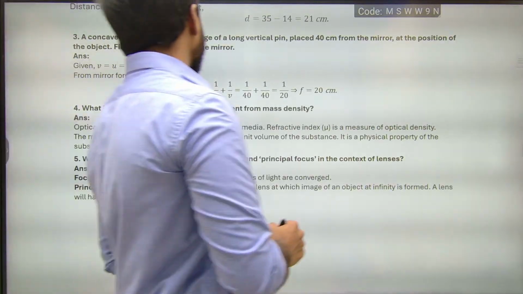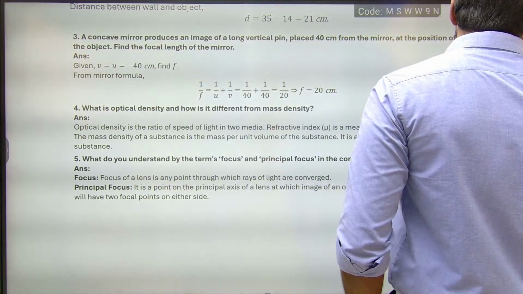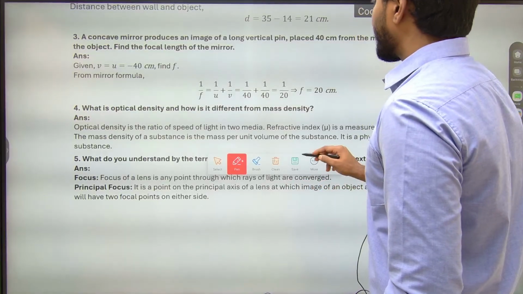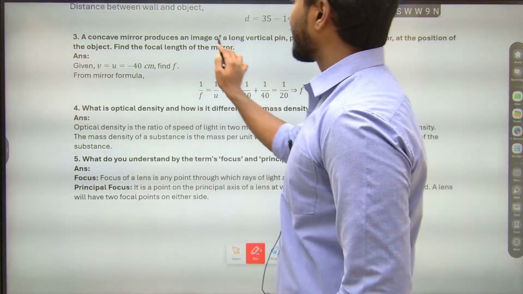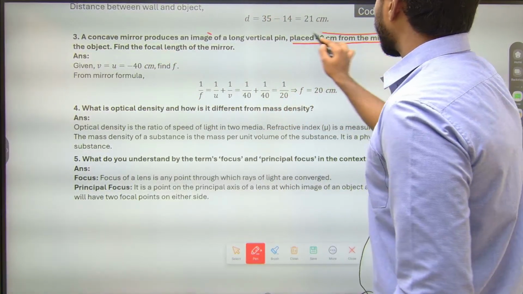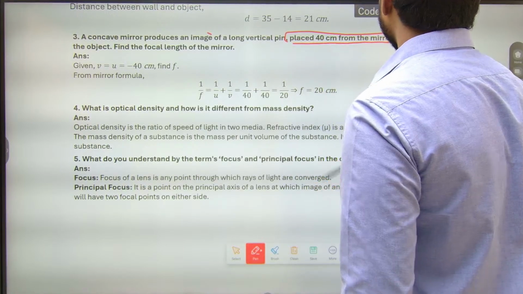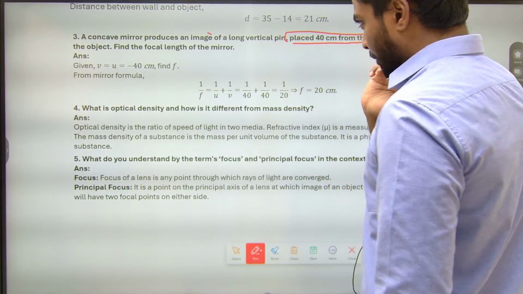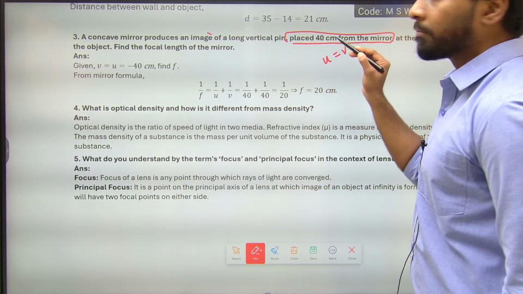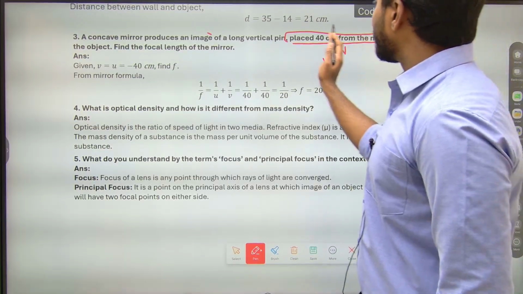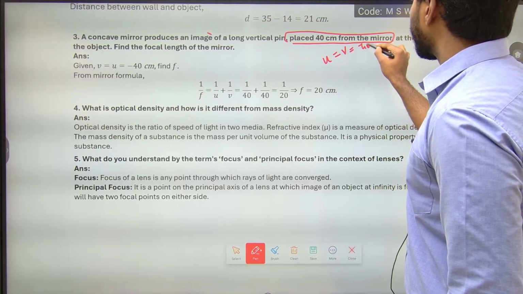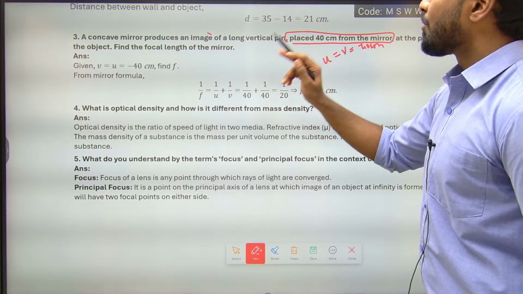So if you see the next question, what is the thing they are asking? A concave mirror produced an image of a long vertical pin, placed 40 centimeter from the mirror, at the position of the object. So here they are saying u is equals to v. From the mirror they are telling, so u will be equals to minus 40 centimeter. At that position, find the focal length of the mirror.